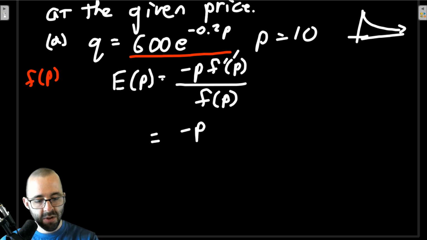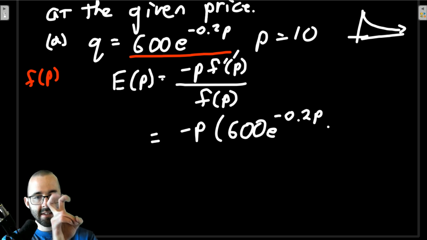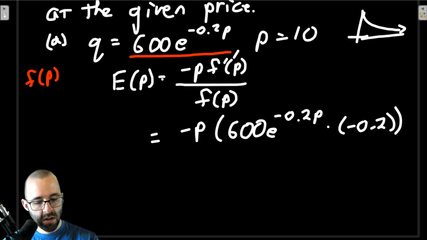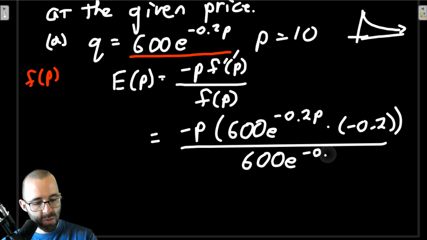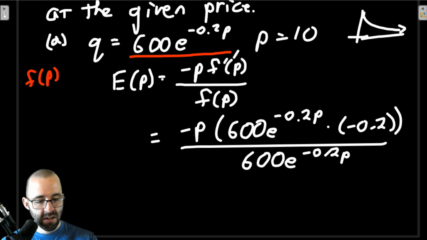You have negative P times the derivative. What's the derivative? The derivative of an exponential function is itself. Chain rule, chain rule, chain rule. It's itself times the derivative of the inside, the derivative of that exponent, which is negative 0.2. We divide that by the original function, 600 e to the negative 0.2 times P. You don't have to simplify here because we really only want to know the value when P is 10, but sometimes simplifying will make things easier.